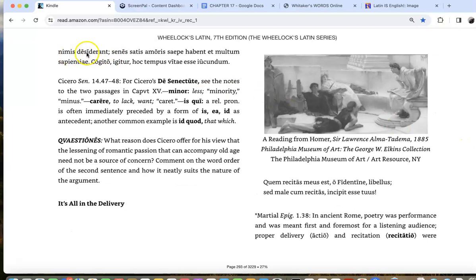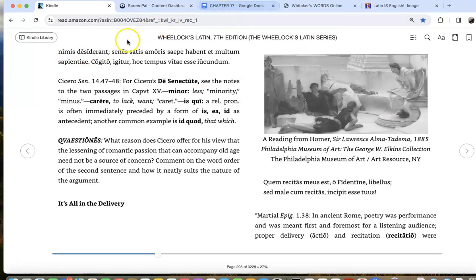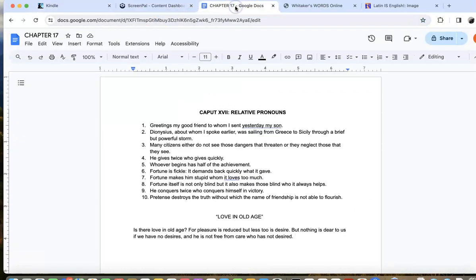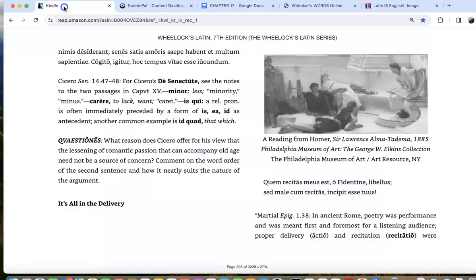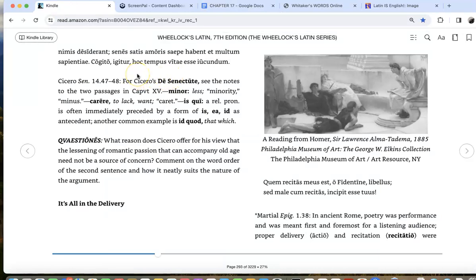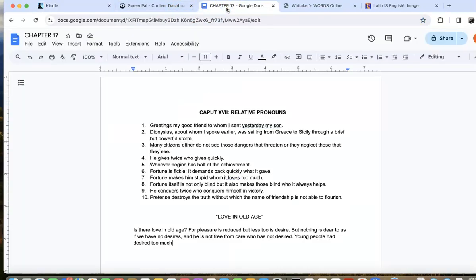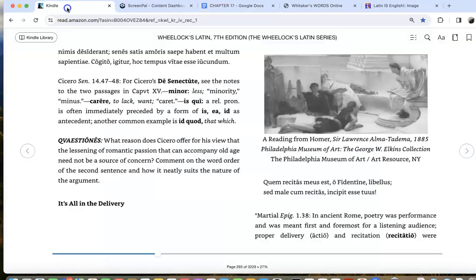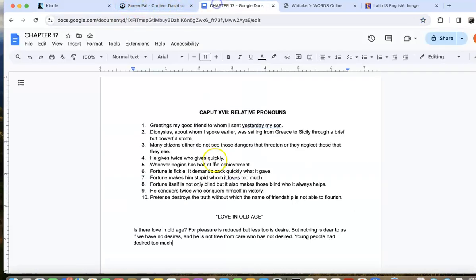so young people desired too much, literally had desired too much. So in our youth, young people had desired too much. Once again, you probably could translate it this way as well.